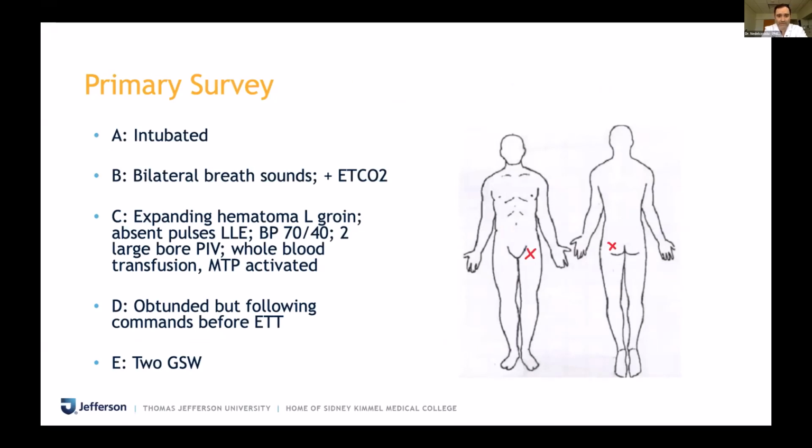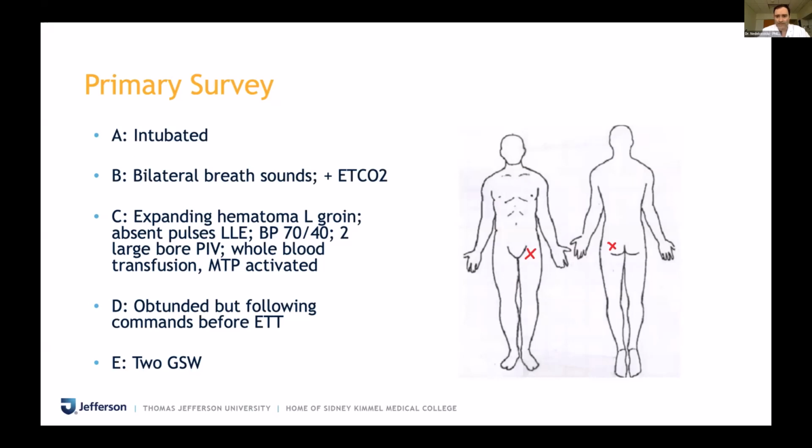Upon arrival, he was obtunded. He was intubated immediately. We confirmed bilateral breath sounds and end-tidal CO2. On circulation, he had an expanding hematoma in the left groin. He had no pulses in the left lower extremity. He remained hypotensive. He had 2 large bore peripheral IVs placed in the upper extremity. Whole blood was started with 2 units. MTP was activated.